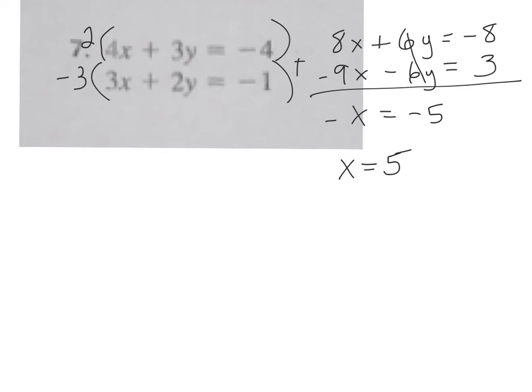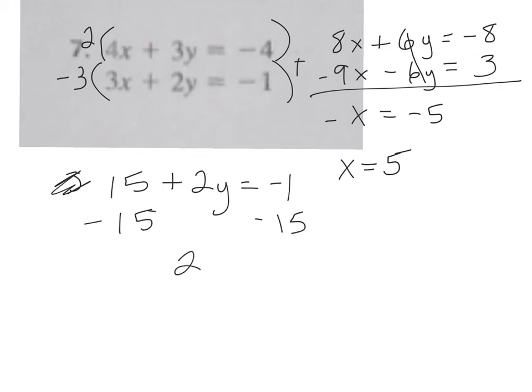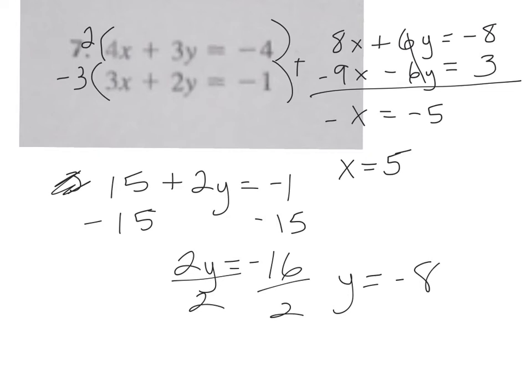Now to check it, we can go into either equation, either the top or the bottom. I'm going to take the bottom one. I'd have 3 times 5, which is 15, plus 2y equals -1. I'd minus 15 from both sides. That would give me 2y equals -16. Divide by 2, I get y equals -8. So my answer would be 5, -8. And that's how you do number 7.